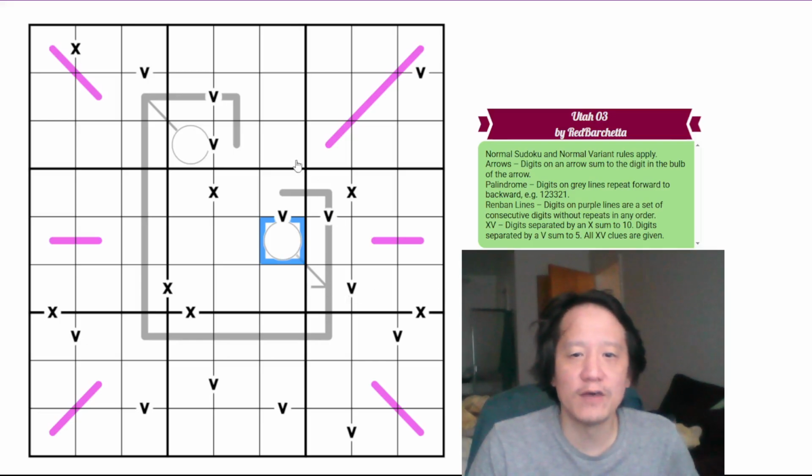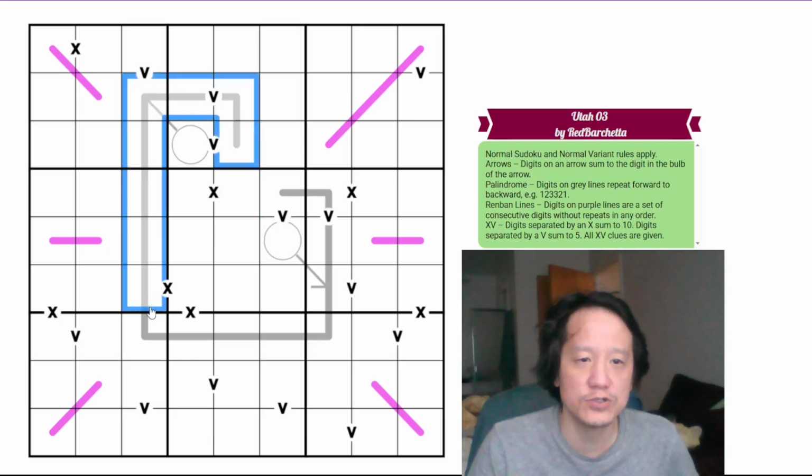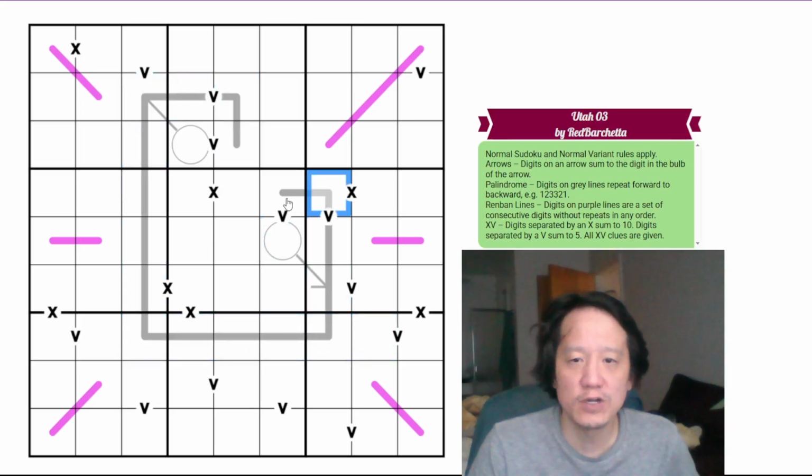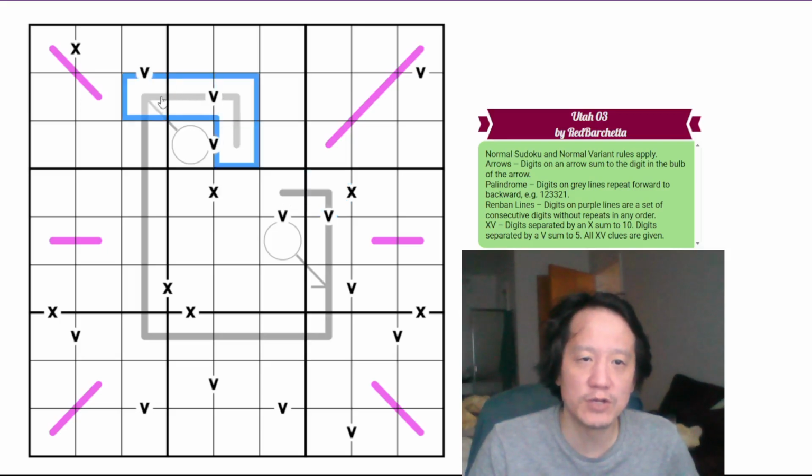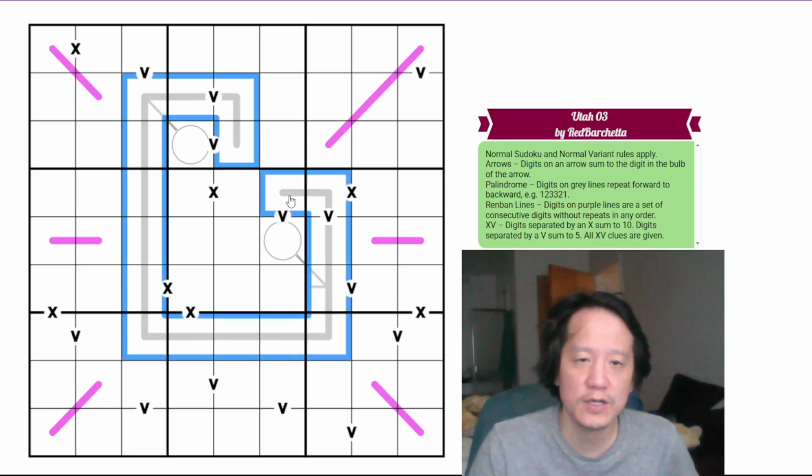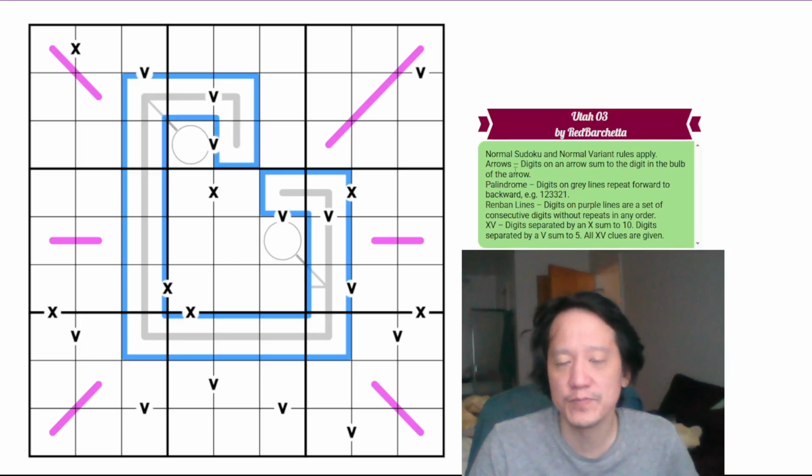We also have a palindrome, where digits on gray lines repeat forwards to backwards. For example, 1, 2, 3, 3, 2, 1 is an example of a 6-digit palindrome. So this would have to be read the same this way as it does this way. That should also give you some information there.